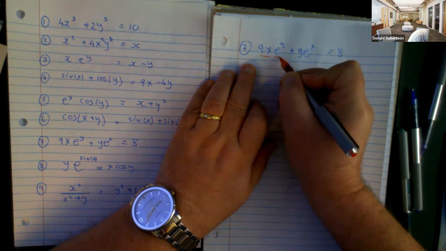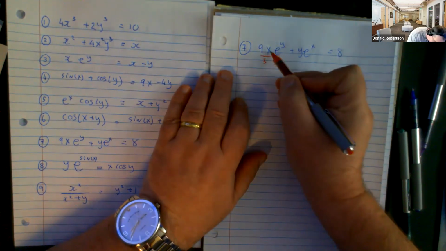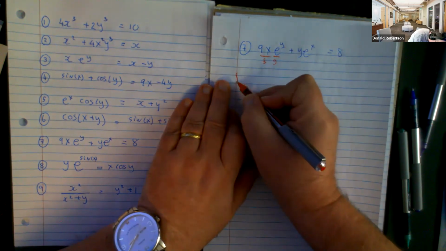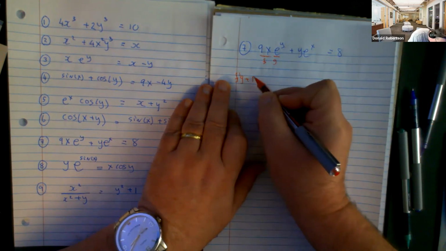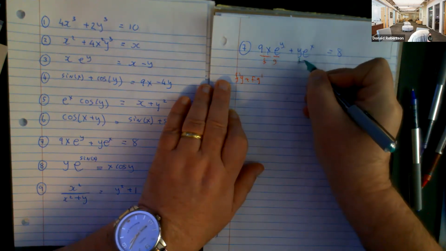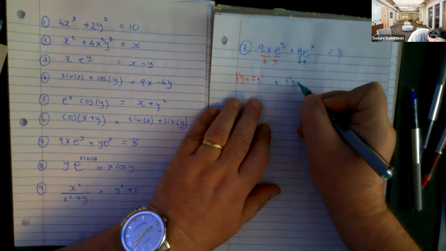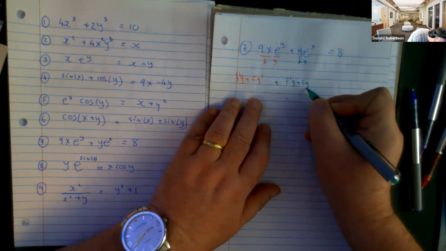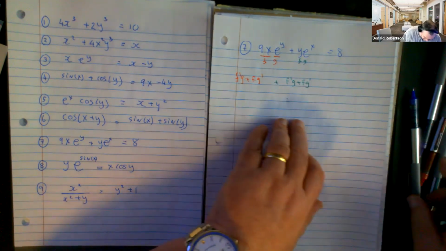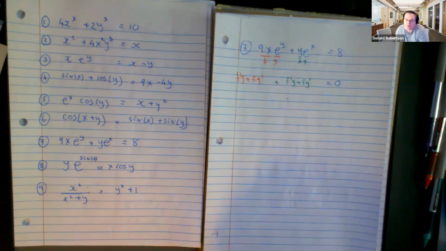This guy is a product rule. Two things multiplied together, 9x, e to the y. So I'm going to do a product rule for those two. These two guys are also product rule. And differentiating 8 is the only easy thing in the whole thing.